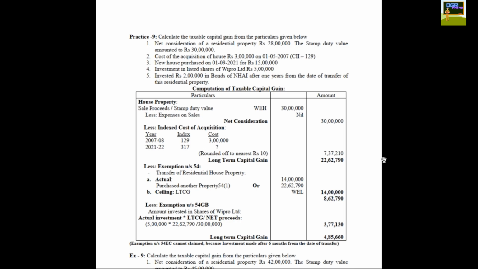Investment in listed shares of Wipro by sale of residential property. Out of the sale proceeds, the amount invested in the listed equity shares, so we can claim 54 GB.